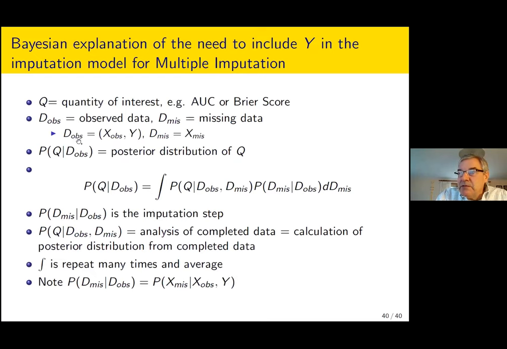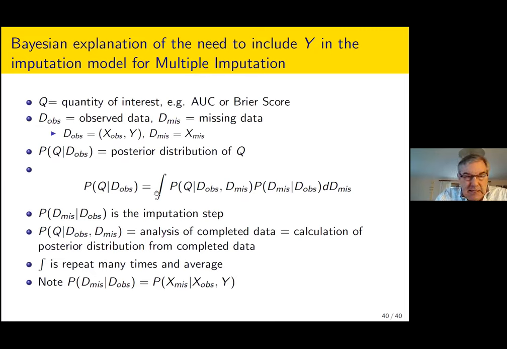In this setting, the observed data is the X's that I get to observe, and the Y, and the missingness is that bits of X are missing. From a Bayesian perspective, what you want is a posterior distribution for this quantity, the AUC, given the observed data, right? The whole point is that multiple imputation is a device to integrate out over the missing data distribution. That's what this is writing out: expanding the posterior distribution of Q given the observed data, introducing the missing data and then integrating it out.